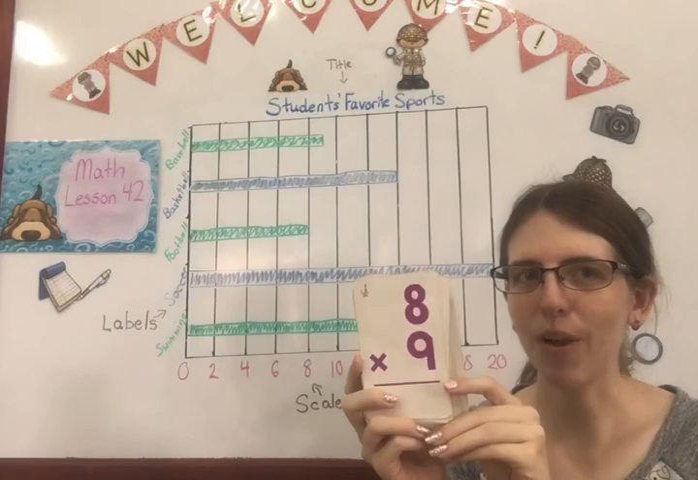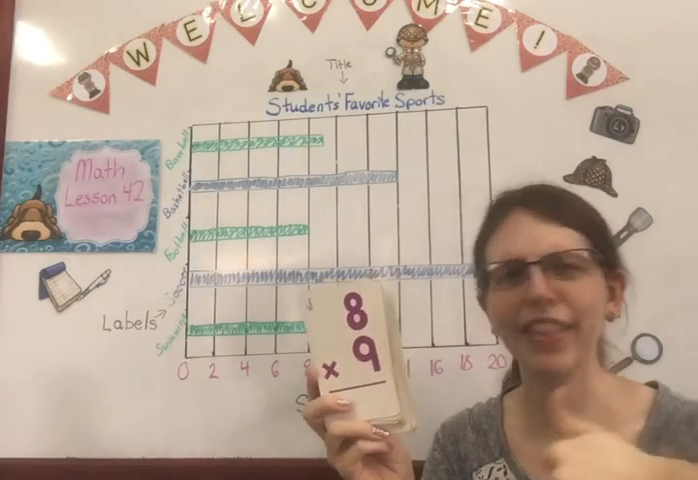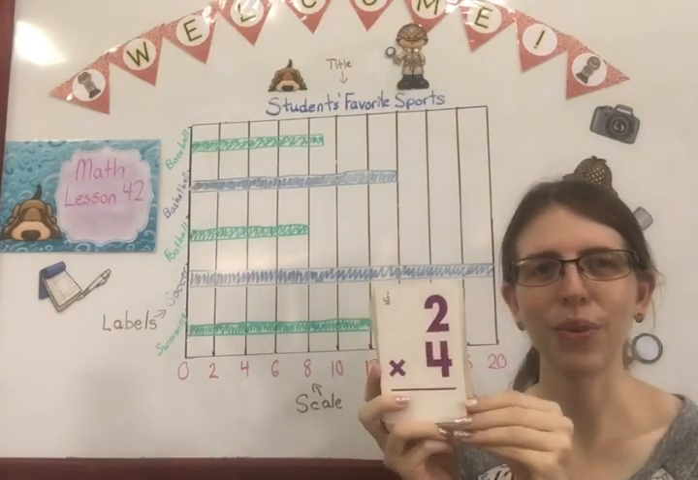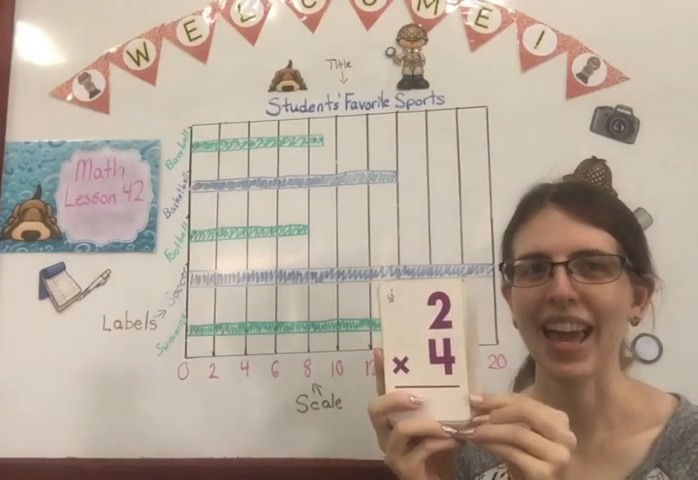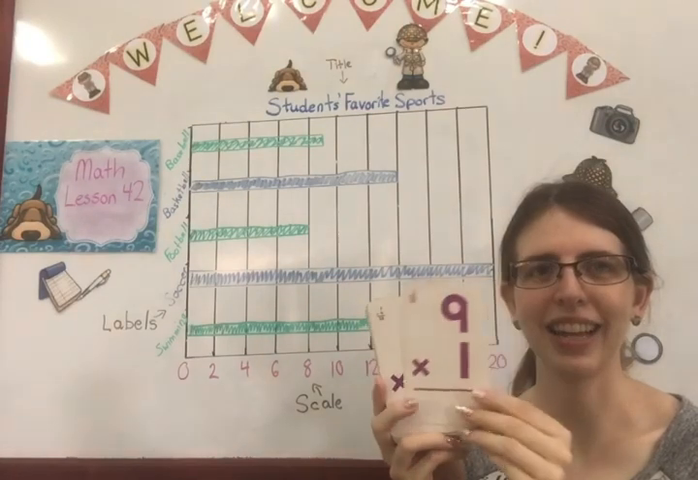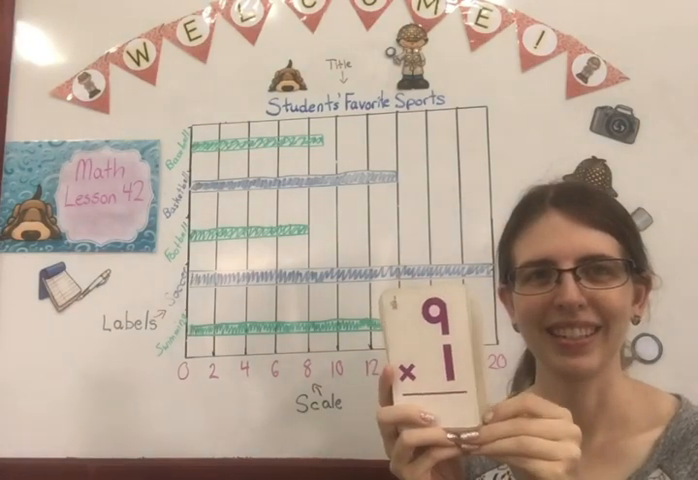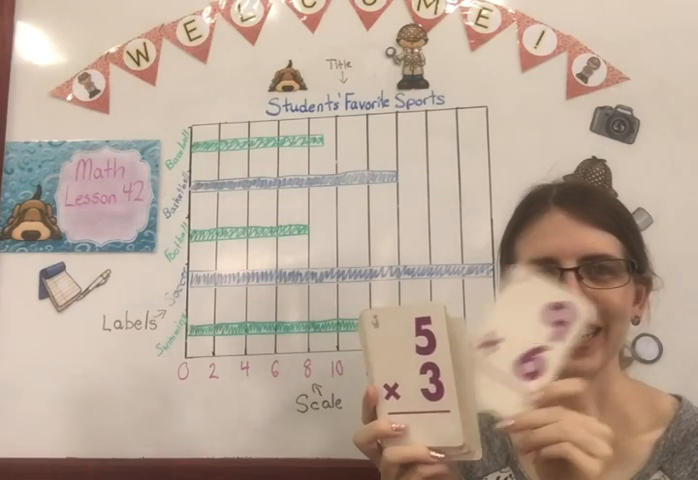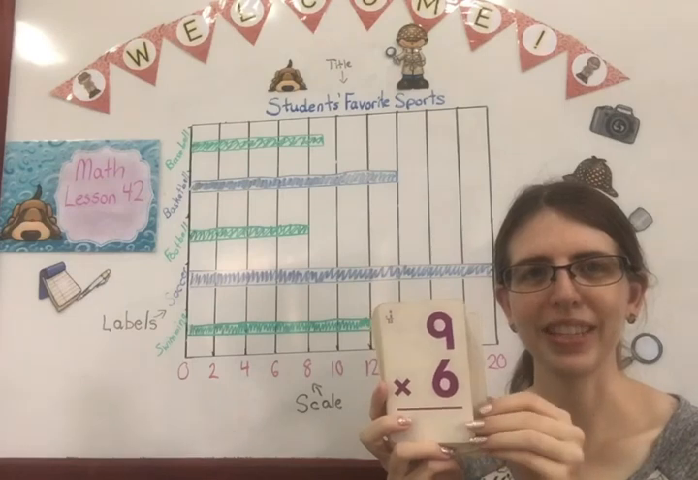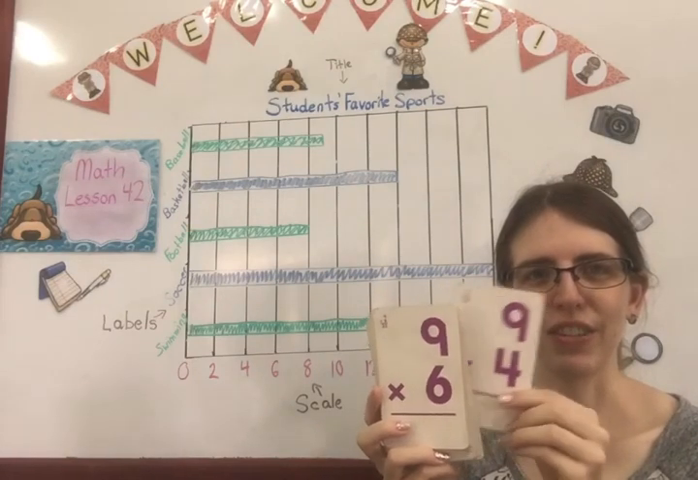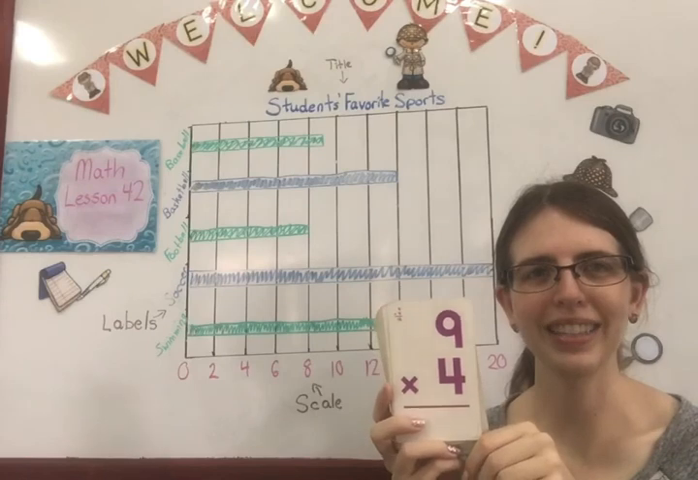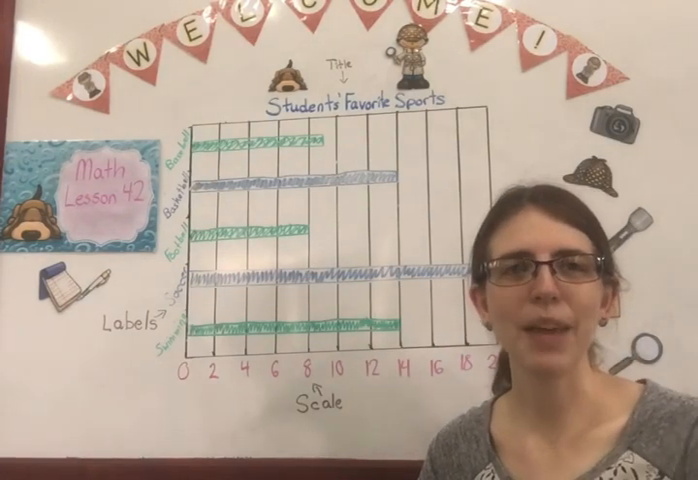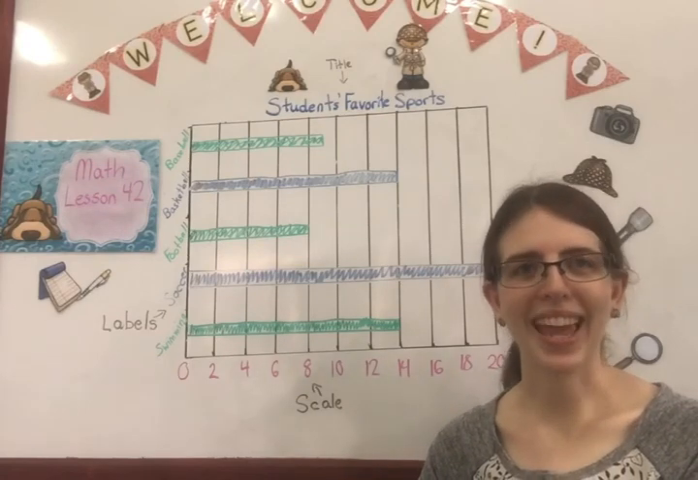8 times 9 is 72. That was a big one. If you knew that, give yourself a pat on the back. If not, that's still okay. 8 times 9 is 72. 2 times 4 is 8. Okay, 10 more seconds. 9 times 1 is 9. 5 times 3 is 15. 9 times 6 is 54. Last one. 9 times 4 is 36. Good job. Today we are talking about bar graphs and estimating.